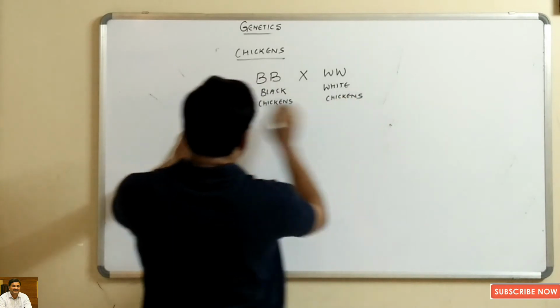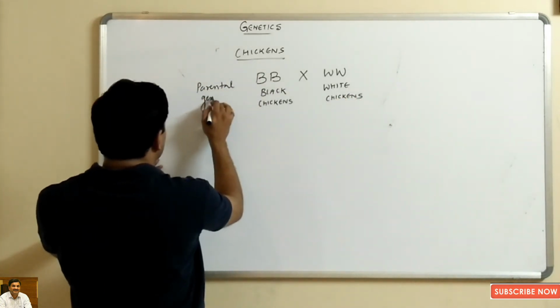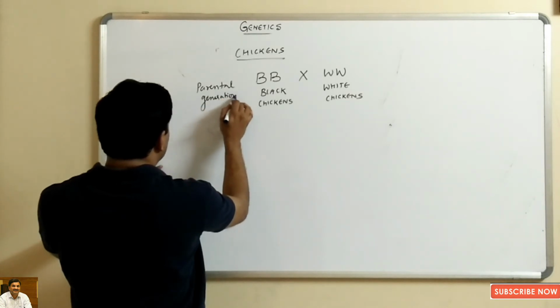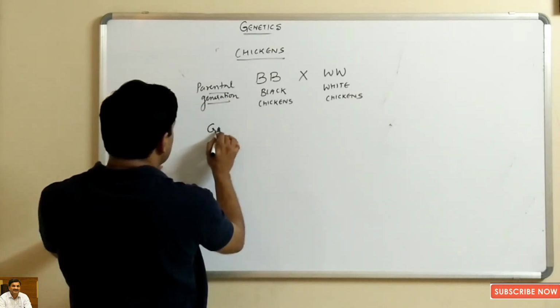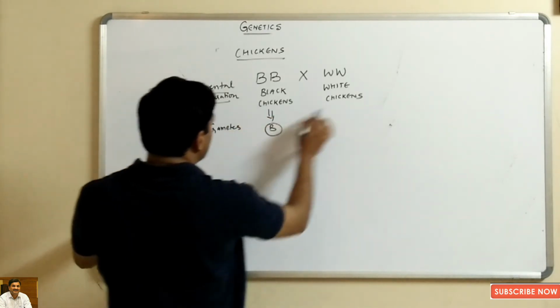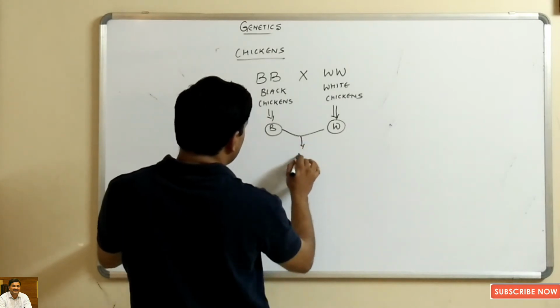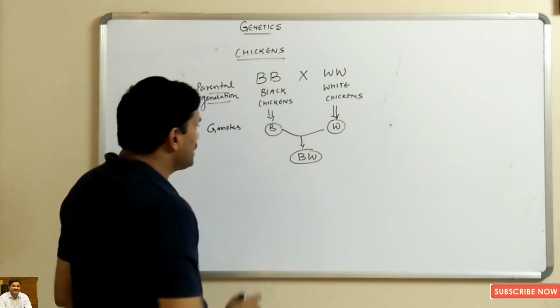Then what we see is the parental generation. What type of gametes will be produced here? The gametes will be capital B and the gametes will be W. When they are crossed together, we get capital B, capital W.